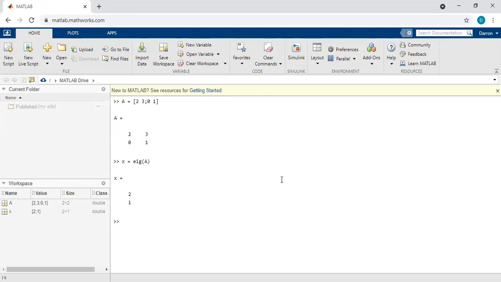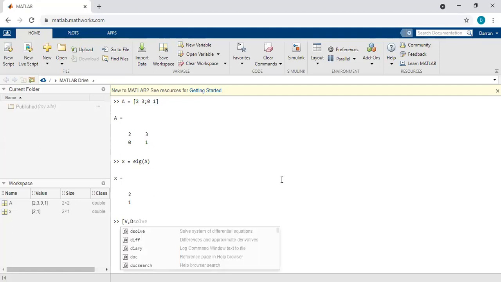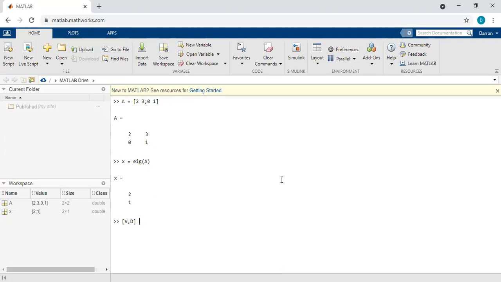We want the eigenvectors now. I'm going to type in [V, D] is equal to eig(A). It's going to give me the eigenvalues, and the D is going to give me the diagonal matrix with the eigenvalues, and the V is going to give me the eigenvector matrix.